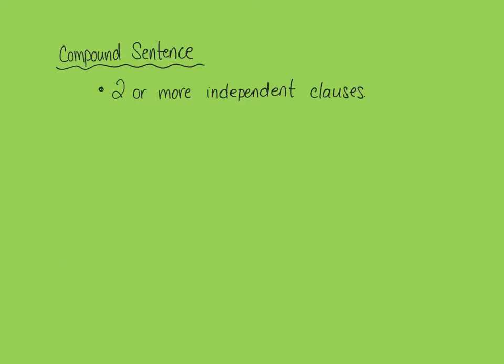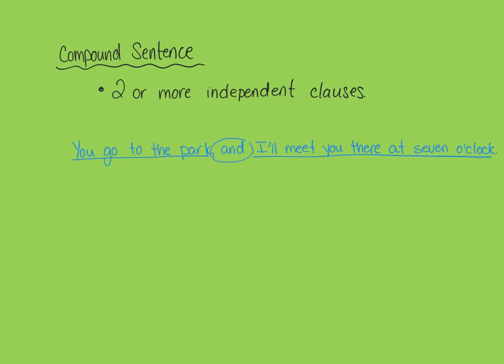A compound sentence is a sentence that contains two or more independent clauses. So they both have to be independent clauses. They could be a simple sentence on their own. The first example they give us is, you go to the park and I'll meet you there at 7 o'clock. So you go to the park is one independent clause. I'll meet you there at 7 o'clock, another independent clause, and they are joined with the coordinating conjunction and.